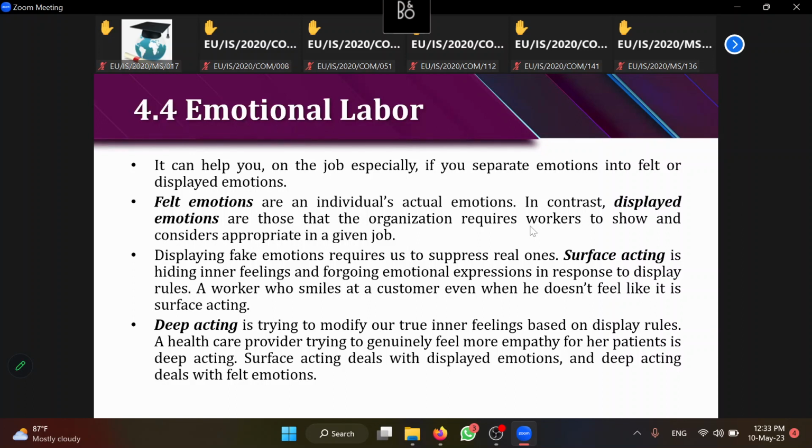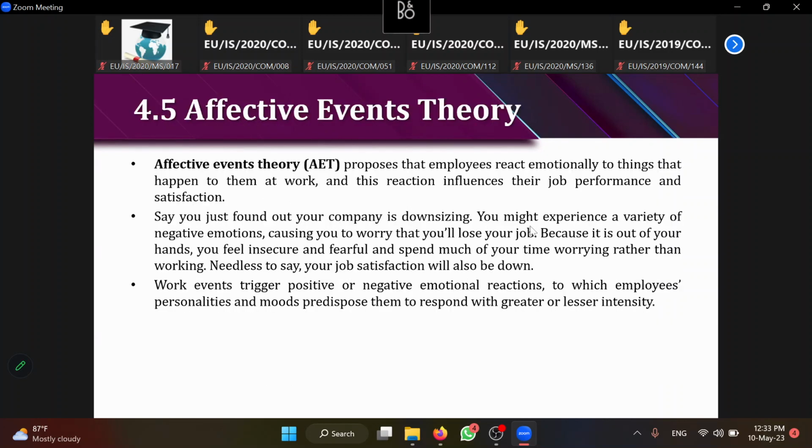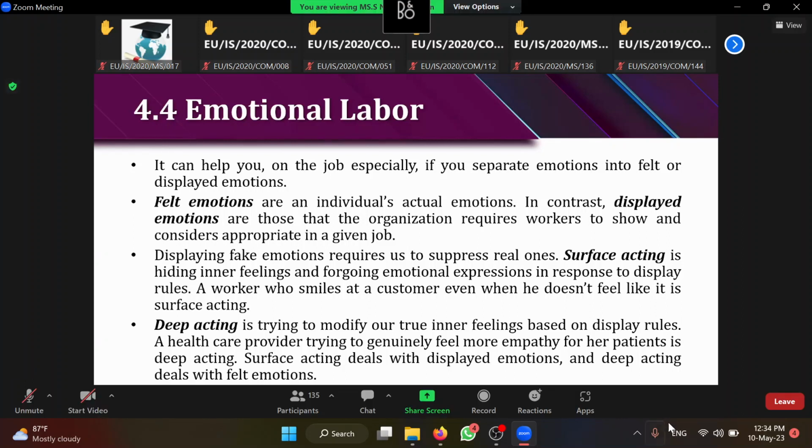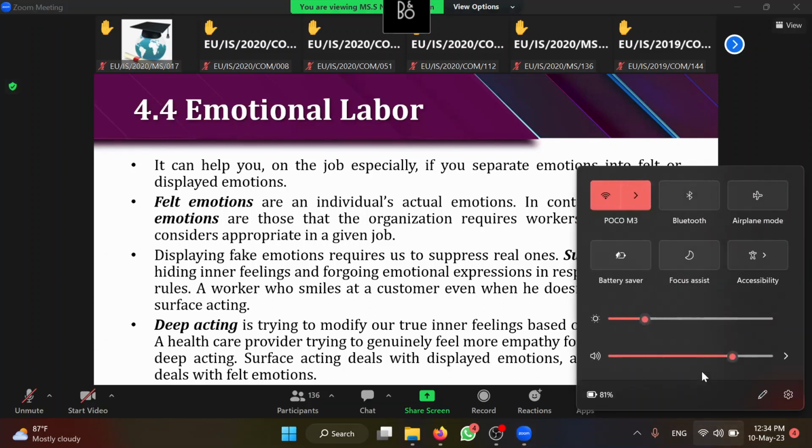So surface acting deals with displayed emotion and deep acting deals with felt emotion. Surface acting means hiding your own emotions and displaying something else, that is dealing with displayed emotions. Deep acting is, rather than hiding your own emotion, trying to change your own emotions according to the required rules. That is dealing with felt emotions. Okay, is that clear?